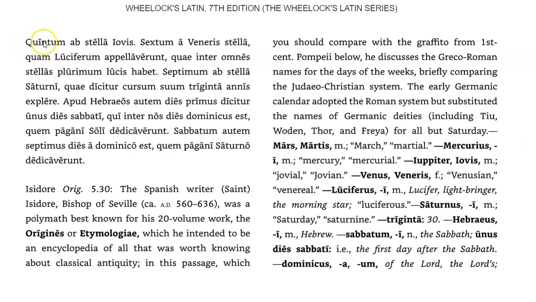The fifth, the quintum diem, they named after the star of Jove. The sixth after the star of Venus, which they called literally the light star, Lucifer, the light bringer. This is where, if you look over here, they give us some possible, or the morning star, which they called the morning star, which among all the stars has more light.